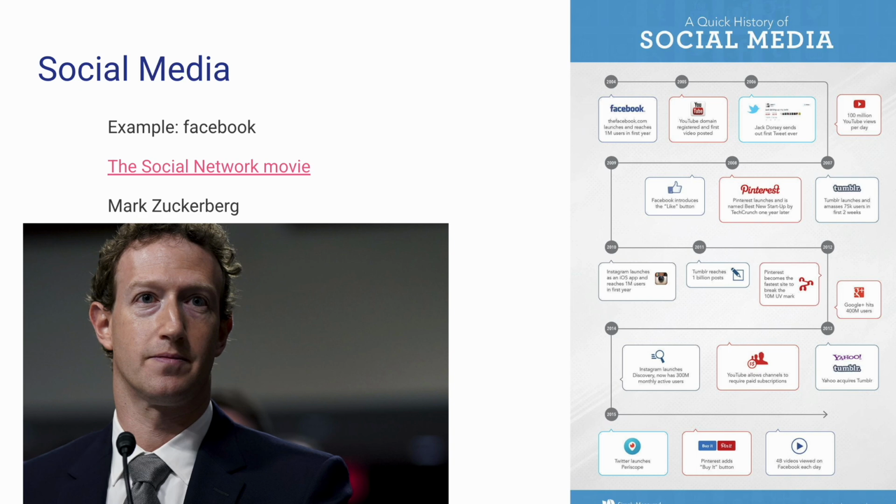You have Tumblr, you have Pinterest, and then Facebook starts to use the like button. And then Instagram launches an iOS app, and it reaches 1 million users in its first year. Tumblr reaches 1 billion posts. Pinterest becomes the fastest site to reach 10 million users. Then you have Google Plus, you have Yahoo, and so on. And so, even talking about things like TikTok, that's going to count for points on the AP exam.